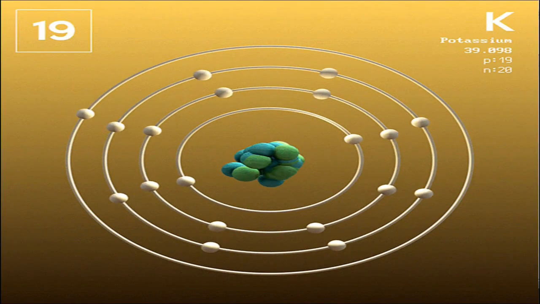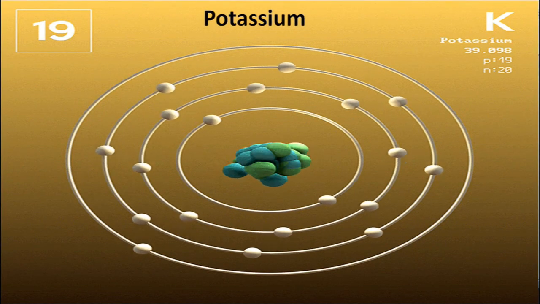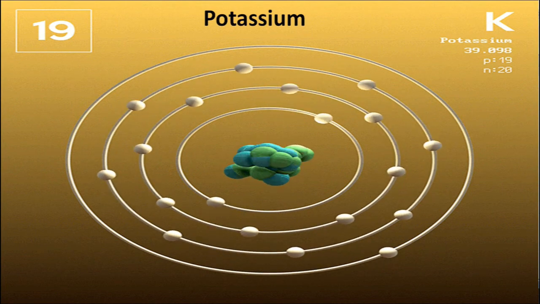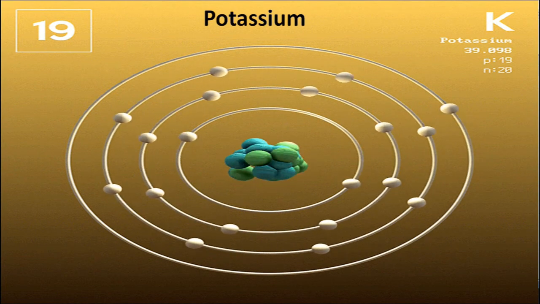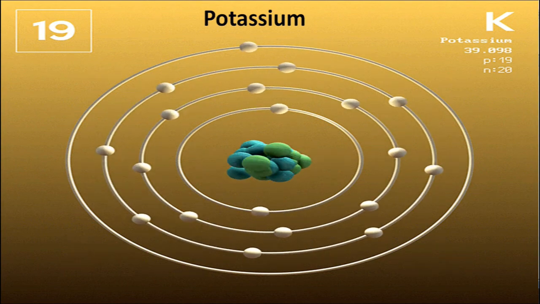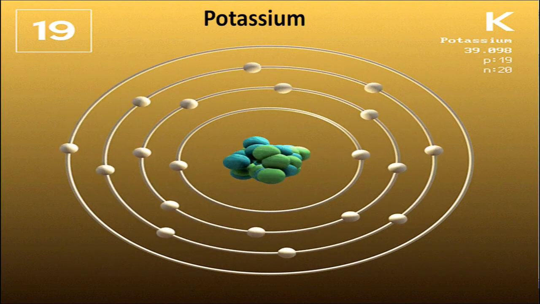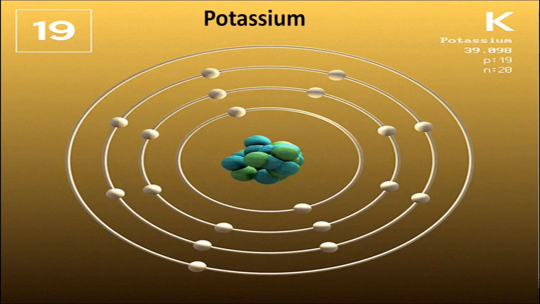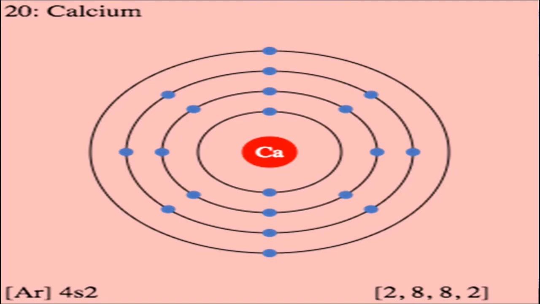Atomic number 19, potassium, having symbol K and having 19 electrons, 2 in first shell, 8 in second shell, 8 in third shell, and remaining 1 in the last, fourth or valence shell. Next is atomic number 20, calcium, represented by symbol Ca, having 20 electrons. First shell contains 2, second contains 8, third 8 electrons, and remaining 2 electrons are in fourth shell.